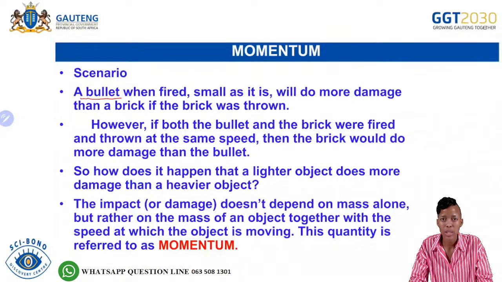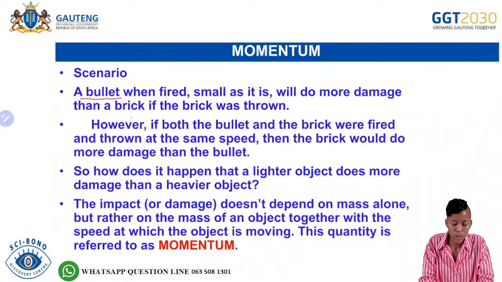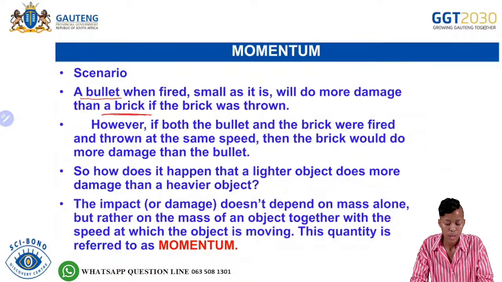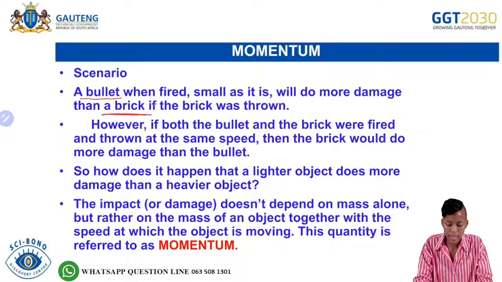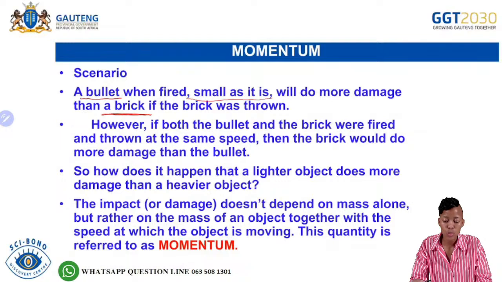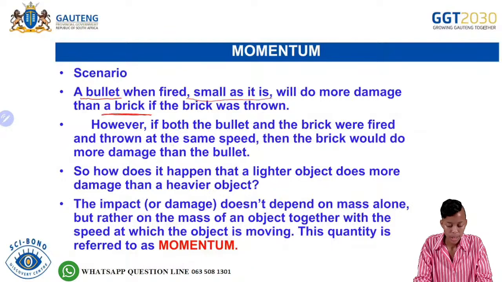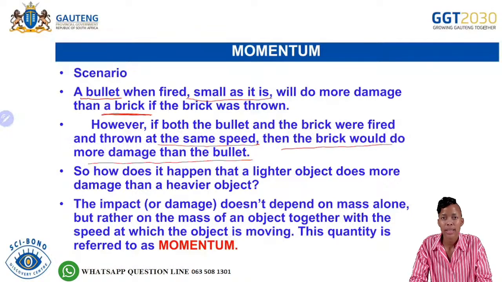The size of the bullet is very small as compared to what? As compared to a brick. So it says here, a bullet when fired, small as it is, so it's an emphasis that a bullet is small. The bullet will do more harm than a brick if the brick was thrown. Then it says, however, if both the bullet and the brick were fired and thrown at the same speed, then the brick would do more damage than the bullet.